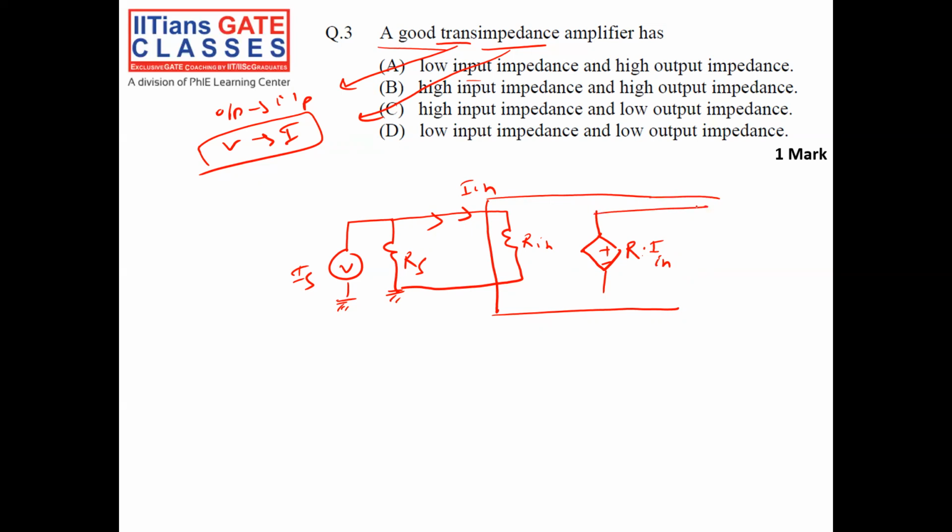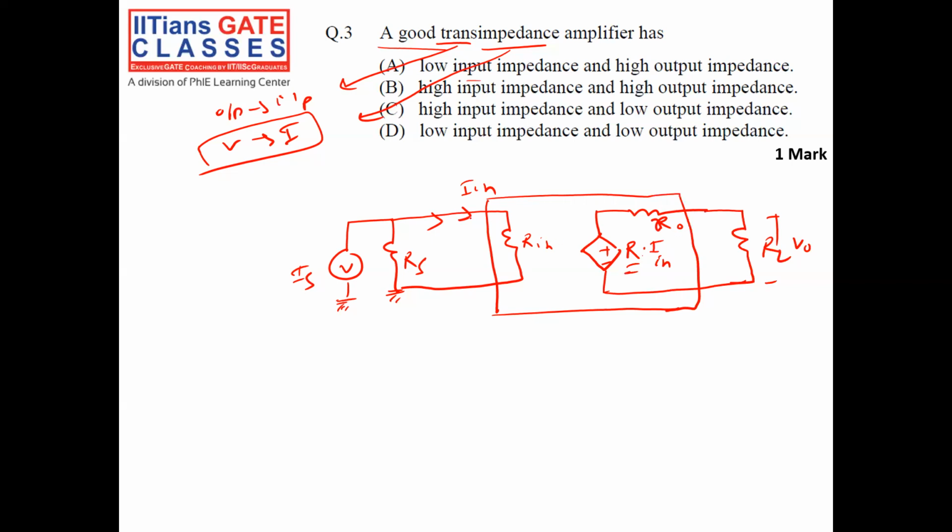an output impedance R0, then it gives to the load RL. This is my output V0. So what a trans impedance amplifier does is it takes a current from the current source IS, input current Iin, then this Iin gets converted into a voltage depending upon my trans impedance, R into Iin, then it delivers the voltage to the output.